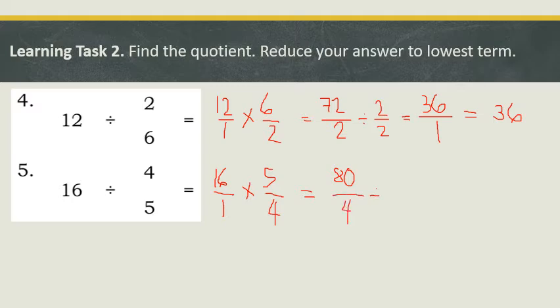So, ito po ay pwedeng i-divide sa 4. 80 divided by 4 is 20. And 4 divided by 4 is 1. So, ang 20/1 ay equivalent sa 20.